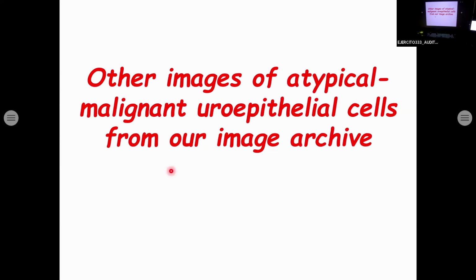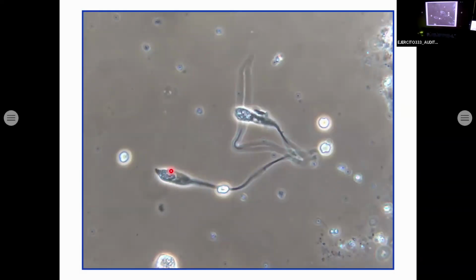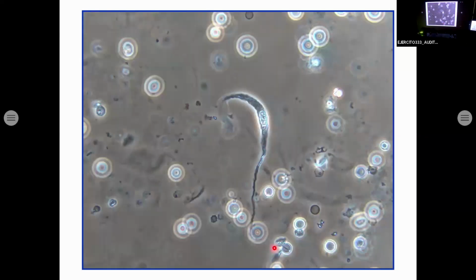Other images of atypical malignant uroepithelial cells from our image archive. You see, again, snake-like, tadpole snake-like cells. Don't forget isomorphic red blood cells. Another example of this very long cell.